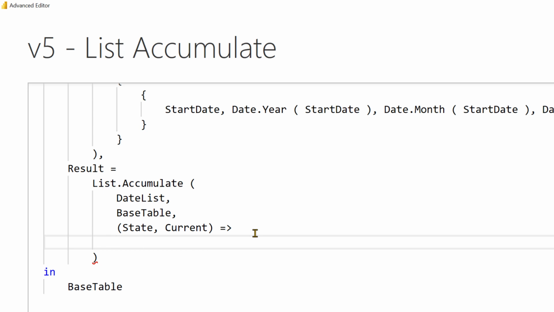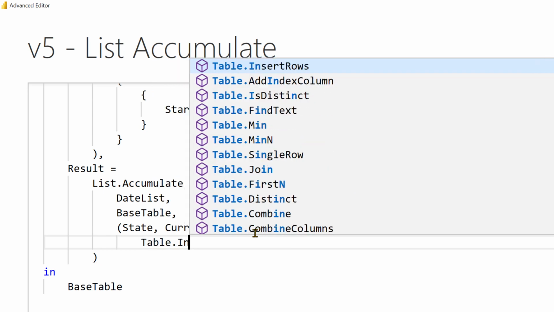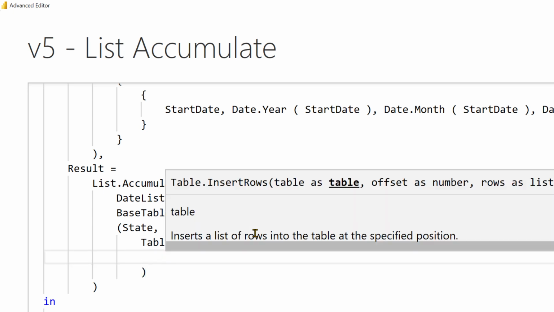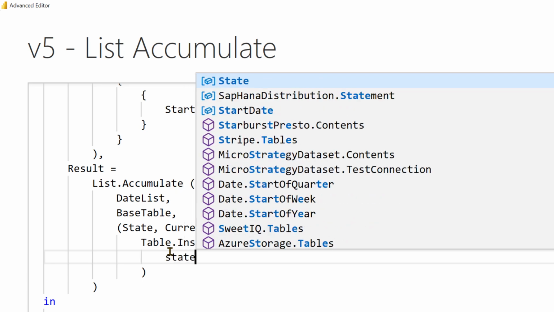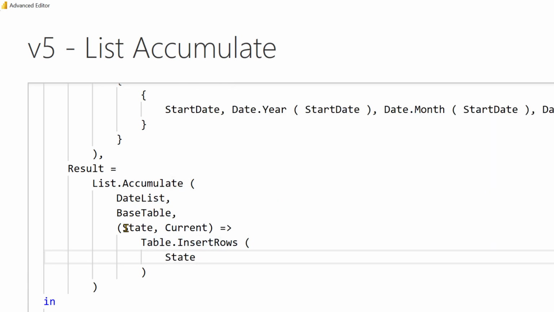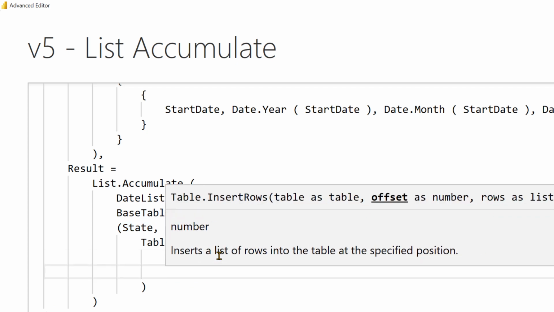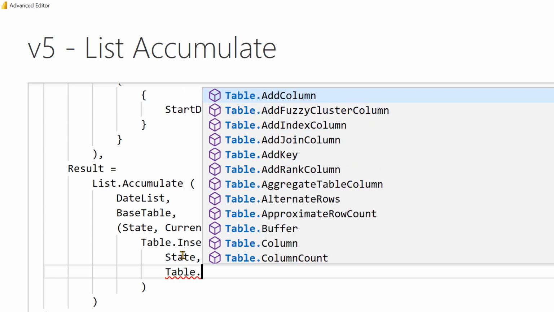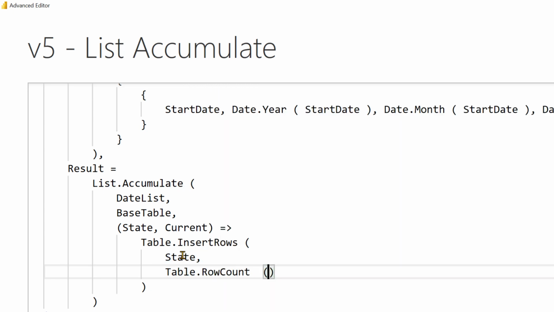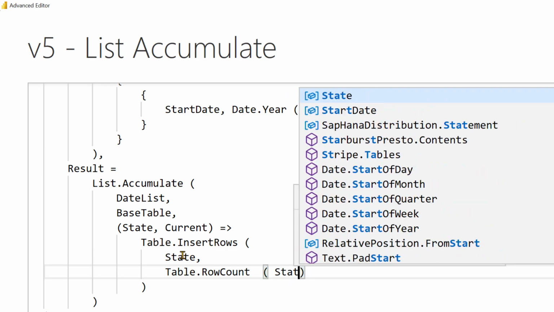So what we can do is we can simply say Table.InsertRows. So for each date, we are going to insert the row inside the base table. So we are going to say state, because the current starting position of the base table is now held by the state variable. So let's write a comma, and in the offset, we are going to provide the row count of the state table, because this code is going to be dynamic. So we need to depend on the current state of the base table. So we are going to use the function Table.RowCount, and we're going to get how many rows are there already in the state table.